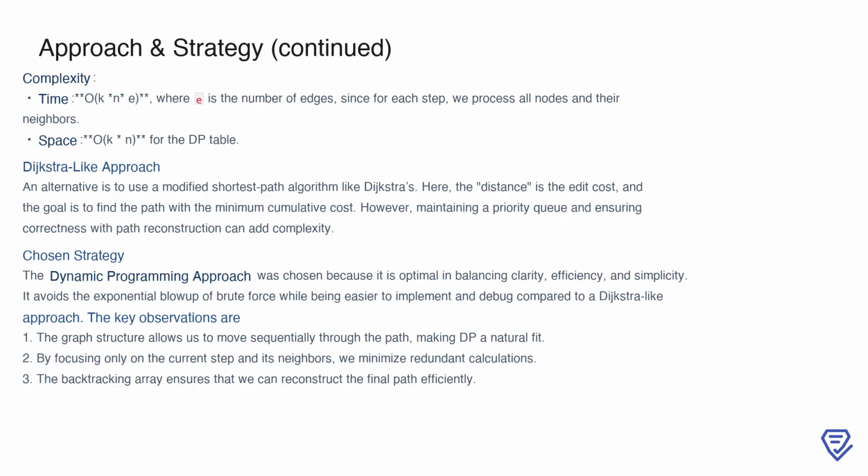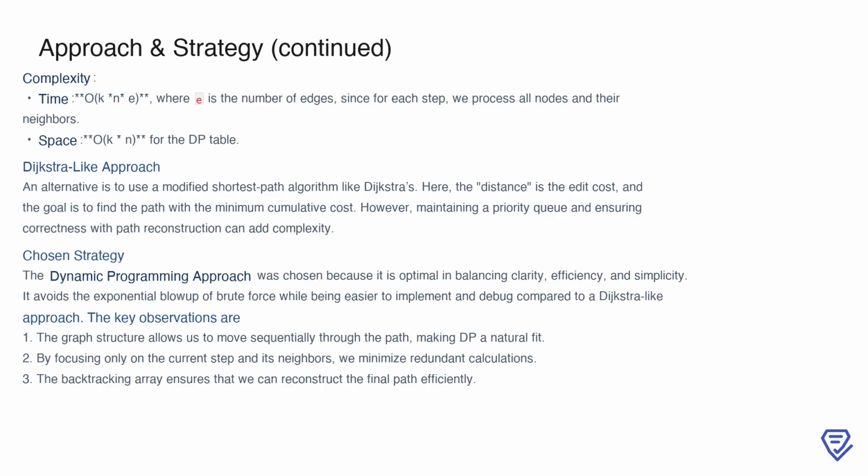This is because, for each step, we process all nodes and their neighbors. The space complexity is O(k*n), which accounts for the DP table storing the minimum edit distances at each step for each node. Another potential approach is a Dijkstra-like algorithm, where the edit cost serves as the distance, and the goal is to find the path with the minimum cumulative cost. However, this method introduces added complexity due to the need for a priority queue and careful path reconstruction.